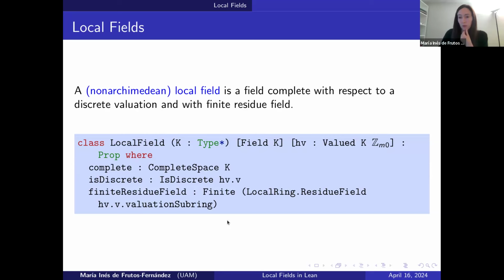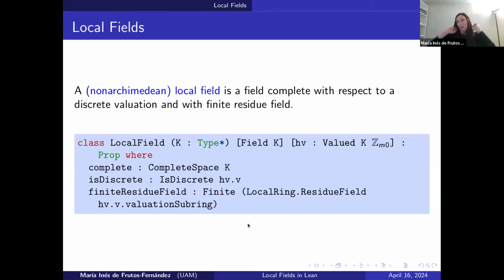And then I have to impose 3 conditions on this data. The first condition is that the field K is complete for this topology. The second condition is that the valuation HV.v, so the valuation on K, is discrete. The last condition is that the residue field of K is finite. HV.v valuation subring, this is the unit ball of the valuation associated to K. And I'm taking the residue field of this unit ball, and I'm asking for this residue field to be finite.